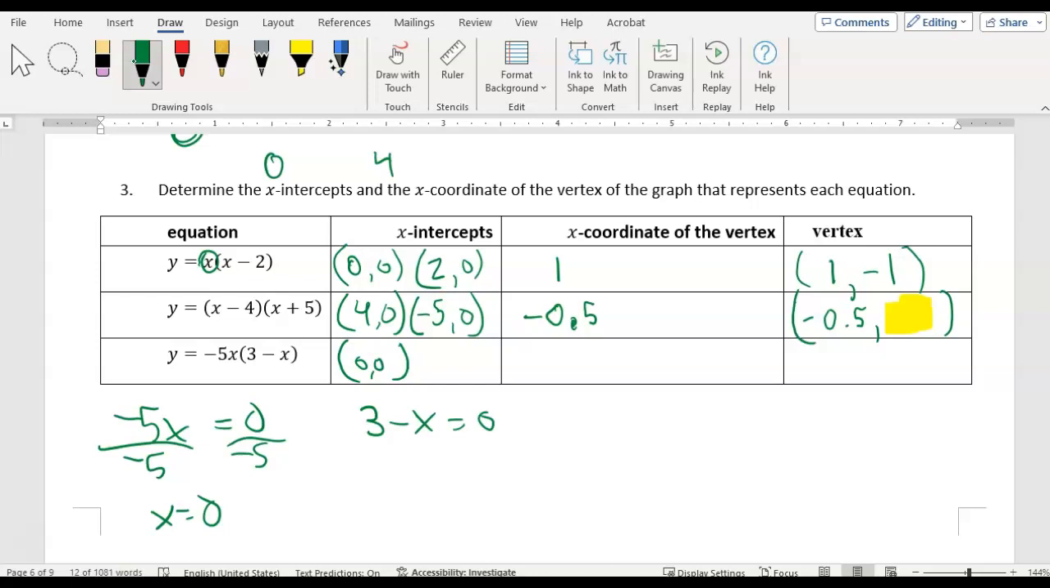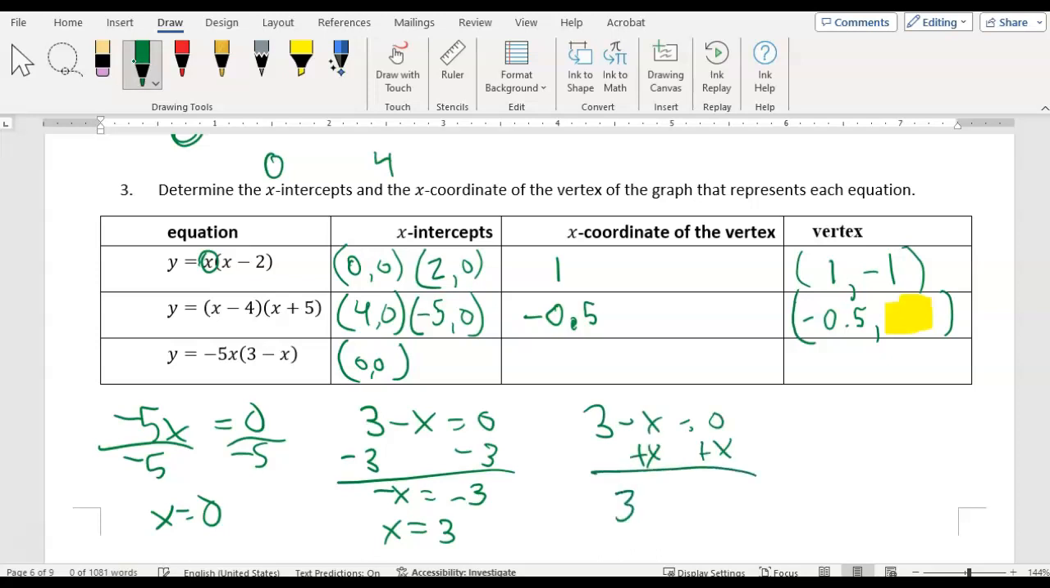The origin again. Now here, there's a couple ways that you can handle this. We can subtract 3 from both sides and get negative x equals negative 3, but that's just x equals 3, because we would divide or multiply by negative 1. Alternatively, with this kind of problem, we can add x to both sides, and you would get 3 equals x, or x equals 3. Either way, you get the same answer, and you know that 3, 0 is your other point.